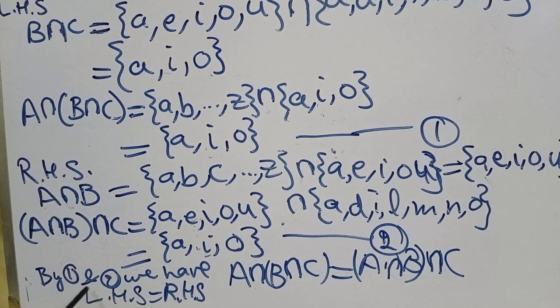From equations 1 and 2 we have A intersection (B intersection C) is equal to (A intersection B) intersection C, which is left hand side is equal to right hand side. And that completes our verification of the associative property of union and intersection, second question, part 1.